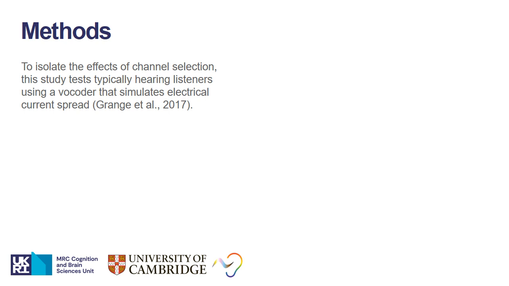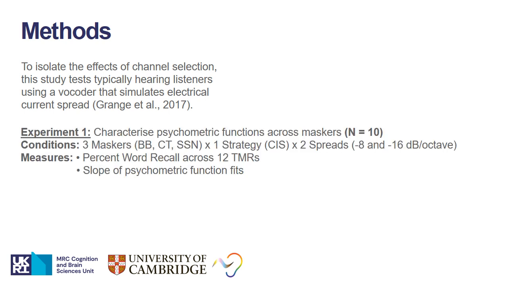To isolate the effects of channel selection, this study tests typically hearing listeners using a vocoder that simulates the electrical current spread that occurs in cochlear implants. Two studies are run. In the first experiment, we characterize psychometric functions across maskers for two different settings for this electrical current spread, -8 and -16 decibels per octave. We then compare the measurement precision across these two spread conditions across maskers, and select a spread condition that results in equivalent measurement precision across maskers.